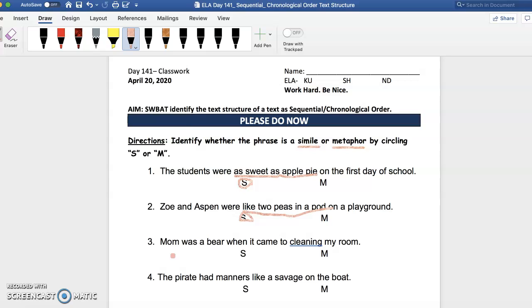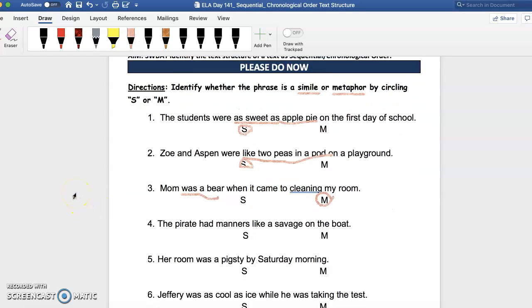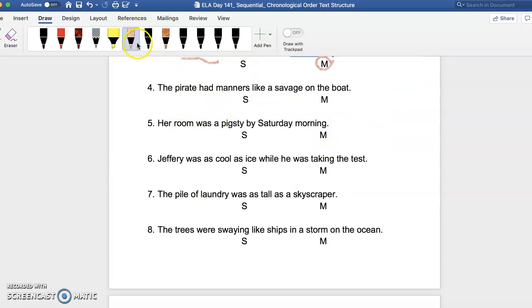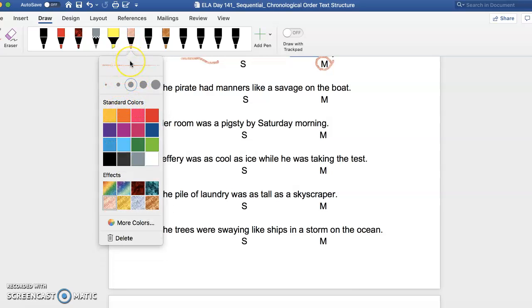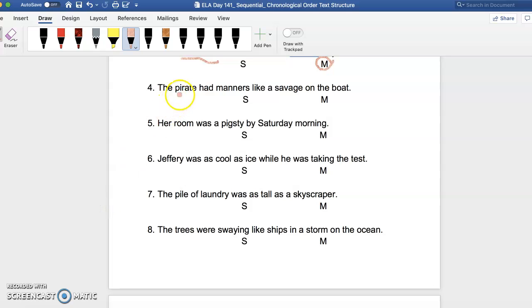Number three, Mom was a bear when it came to cleaning my room. So they're comparing mom to a bear, but it looks like they're not using the words like or as, so this must be a metaphor. They're saying mom was a bear, which is meaning that she did not play when she told him to clean his room. Number four, the pirate had manners like a savage on the boat. Okay, meaning that the pirate did not really have any manners. And they're comparing the pirate to a savage and they're using the word like. So this is a simile.